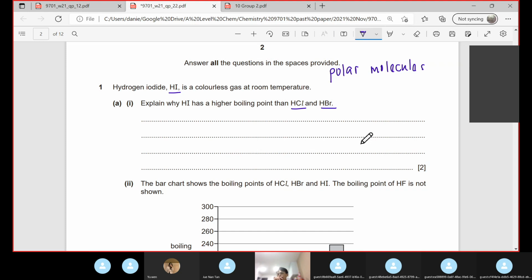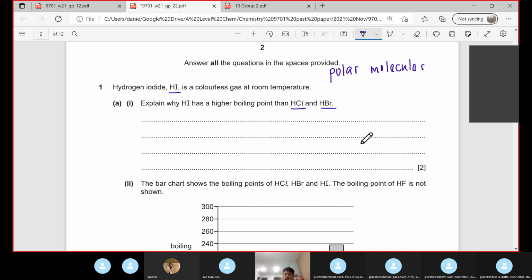Usually we look at the boiling point first. So first thing first, are they having hydrogen bonding? HCl, HBr, HI cannot form hydrogen bonding. So only then do we move to the second factor, which is the number of electrons. Then we can see the difference.